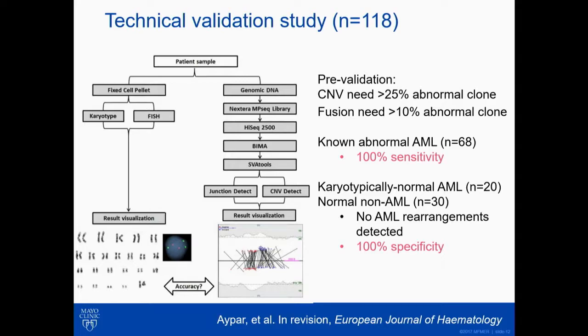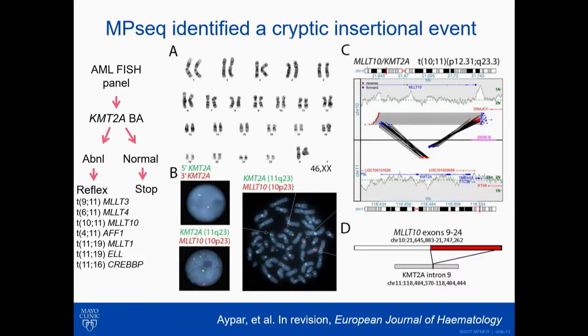When we compared 68 known abnormal AML samples based on FISH to mate pair sequencing, in the detection of the primary abnormality, we had 100% sensitivity. We looked at 20 karyotypically normal AML samples as well as normal non-AML samples, and we did not identify AML abnormalities, achieving 100% specificity.